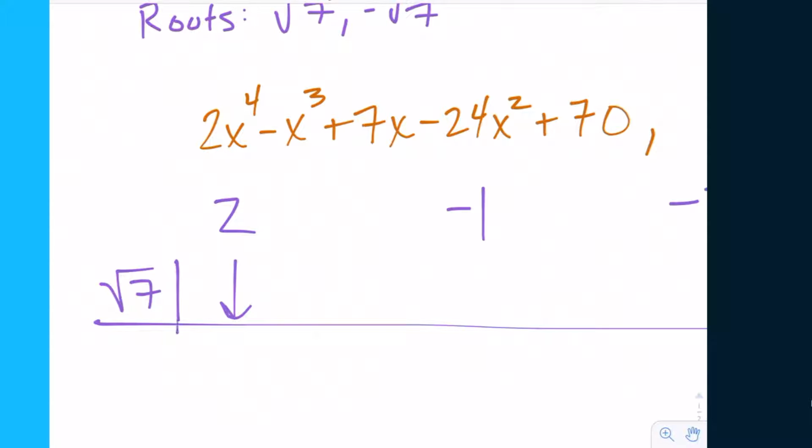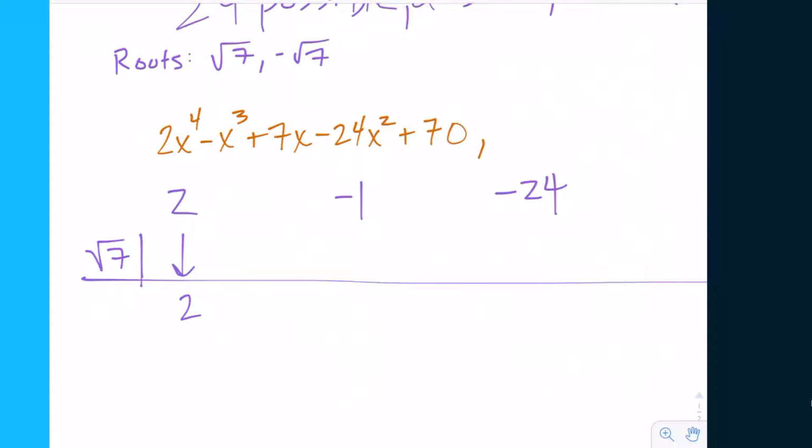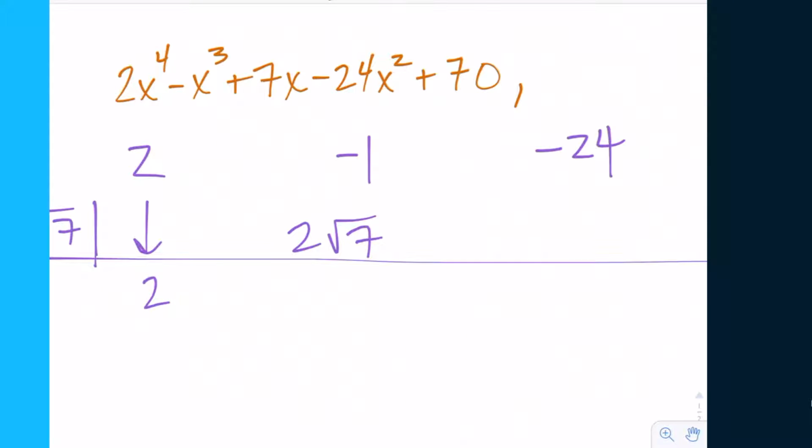Step 1, bring the 2 down. We got a 2 there. Multiply, you get 2 square root of 7. And just as early as yesterday, or even the day before maybe, some of y'all would call that 1 square root of 7, right? But not anymore. Now we know that those are unlike terms, and we call that just 2 square root of 7 minus 1, or negative 1 plus 2 square root of 7.